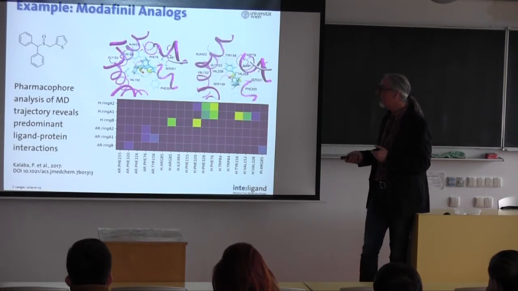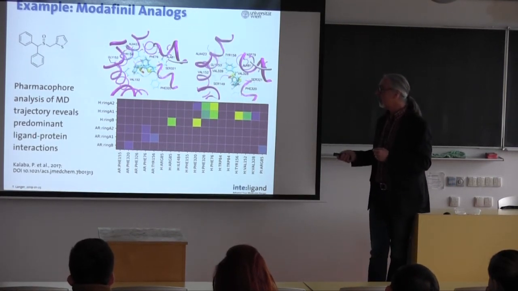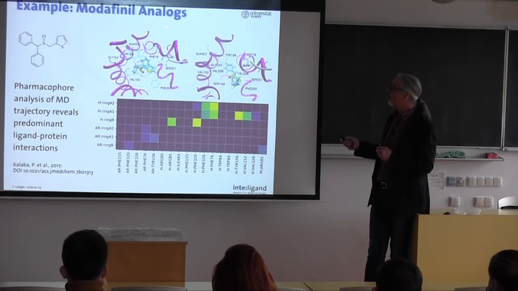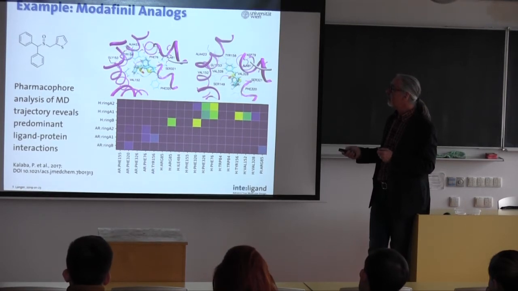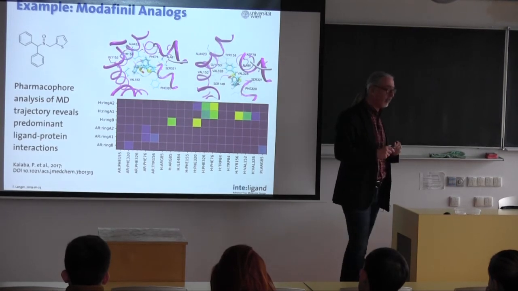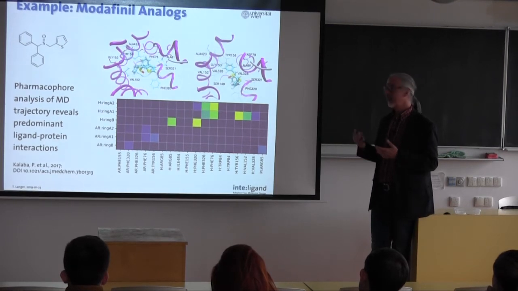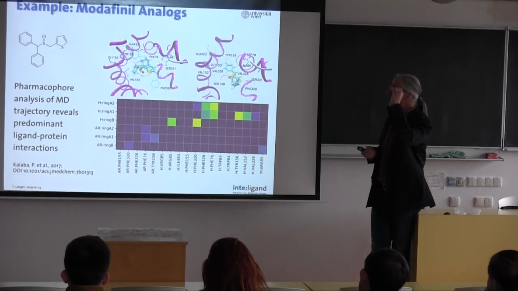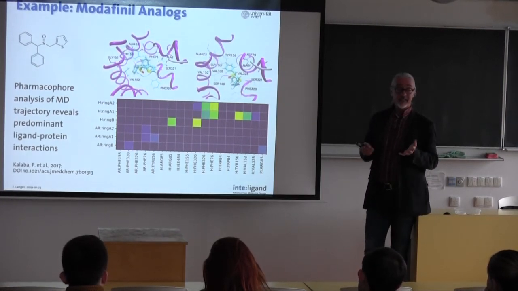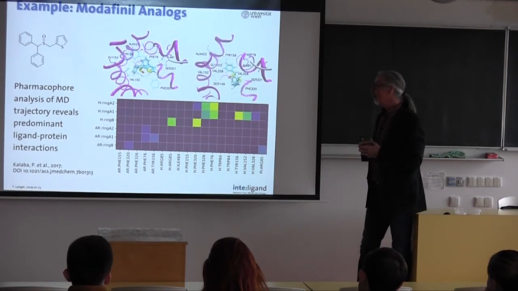And I want to finish with a few examples here where we did this pharmacophore analysis of trajectory analysis, to reveal predominant ligand-protein interactions, for instance, with analogs of modafinil. So this is modafinil. This is a drug that has been developed and approved in the US against narcolepsy, so people that fall asleep just during the day, they can stay awake with this. It's an inhibitor of the dopamine transporter. And I have heard that students take this to be better in learning, so it's a misuse.